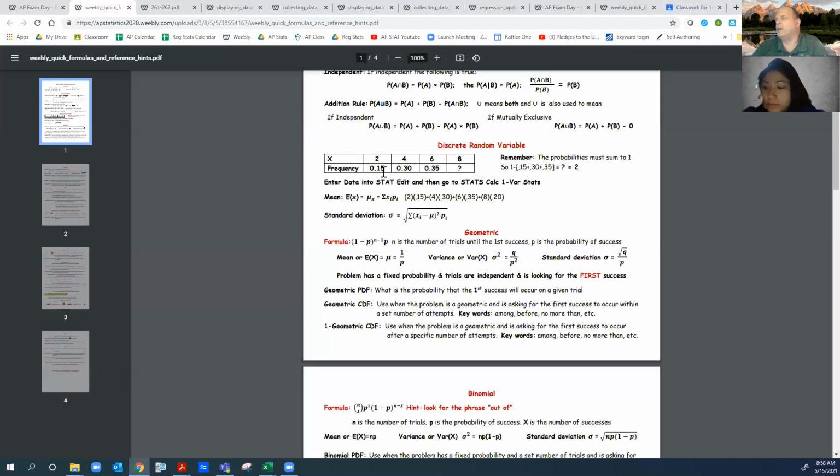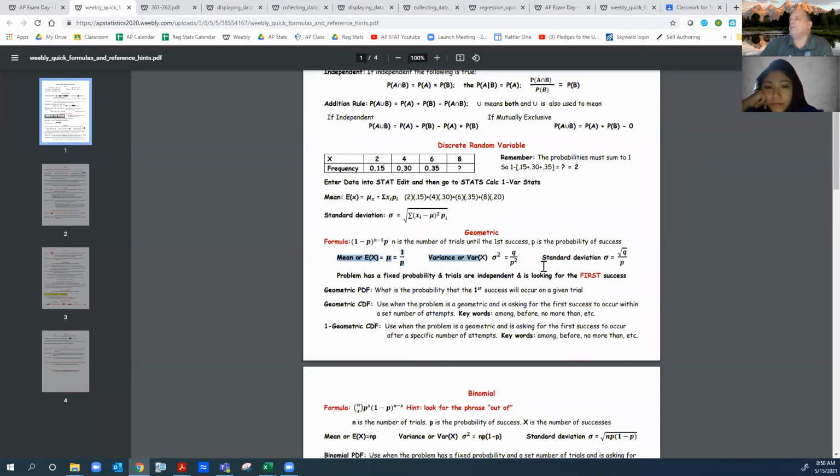And how did I get that? This plus this had to equal 1. So 1 minus these 3 would give me that value of 0.2. The standard deviation is going to be the 2 minus whatever the mean was that we calculated here, squared, times 0.15, and do it again, and then do it again. Please remember, you can also just do the lowest and the highest and put plus dot dot dot plus.